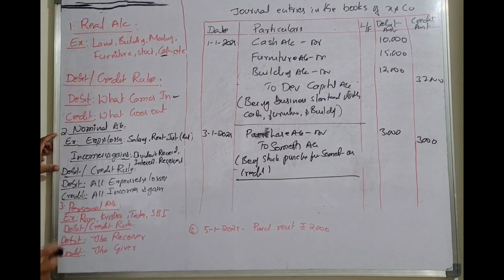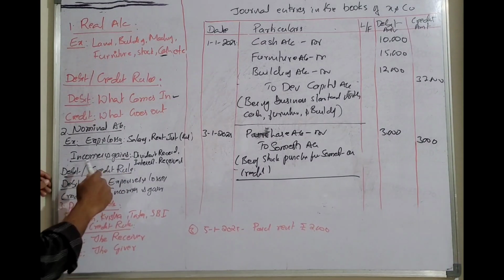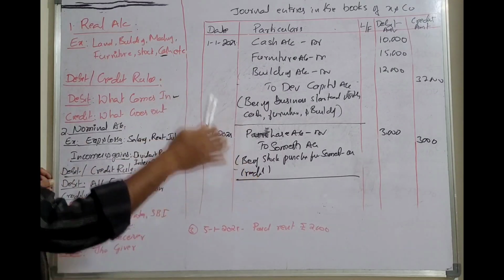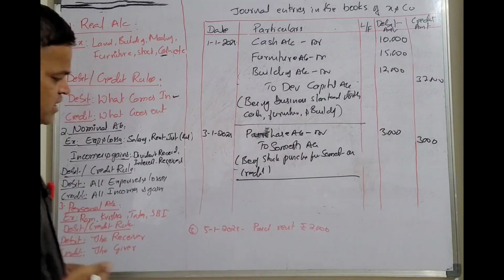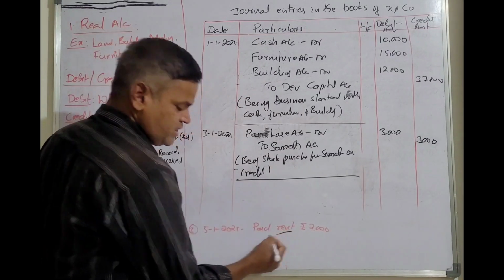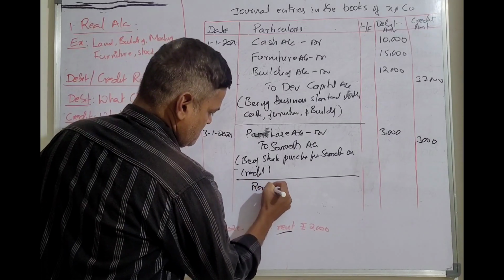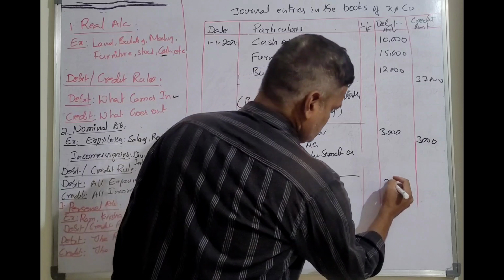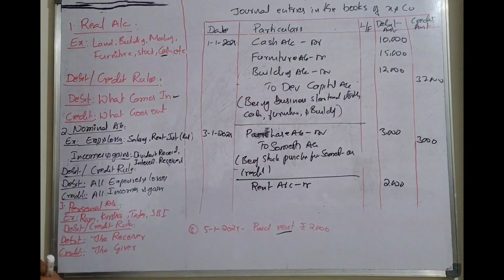Next, according to nominal account, we have to check. According to nominal account, when we have to write debit, all expenses and losses. What are the examples of expenses? Salary paid, rent paid, interest paid, wages paid, telephone bill paid, electricity bill paid, like that. So in this, is any expenditure there? Yes. What is the expenditure? Rent. Hence, we can write down rent account debit. So what is the amount? 2,000.